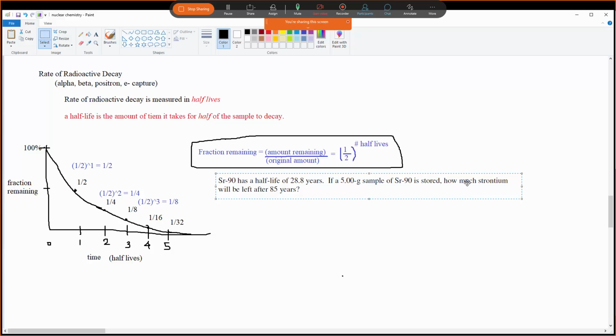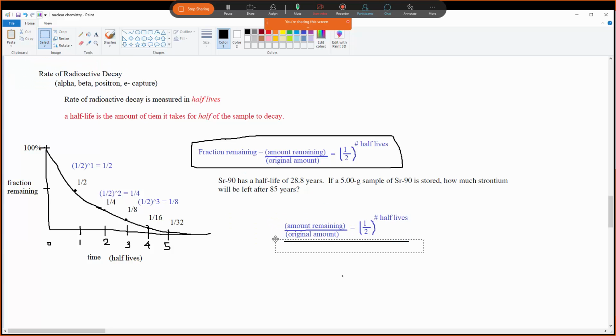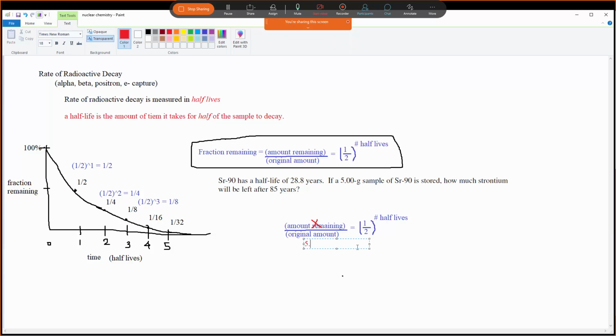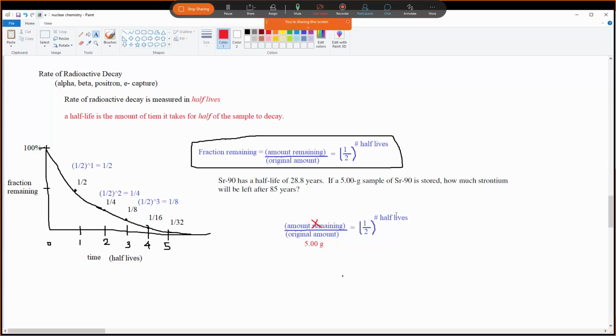All right, so they want to know how much will be left. So we're solving for amount remaining. Just gonna copy this here. Okay, so amount remaining, that's what we want to solve for. That's our X, right? Our original amount, they said it was 5 grams. And we were not given the number of half-lives. Can we calculate that?